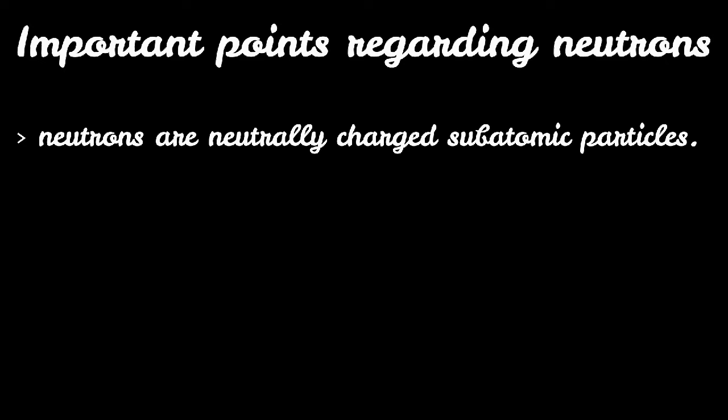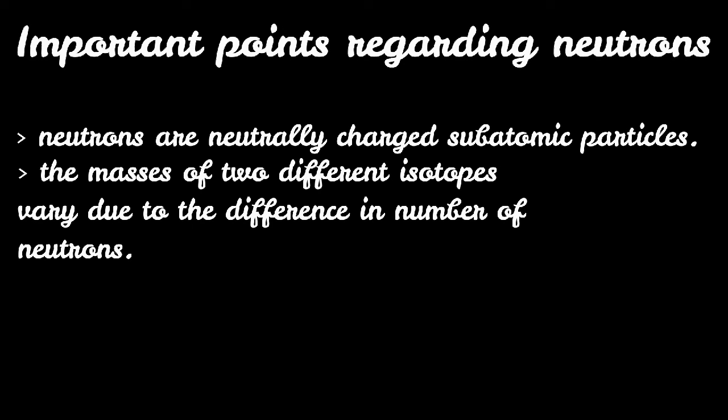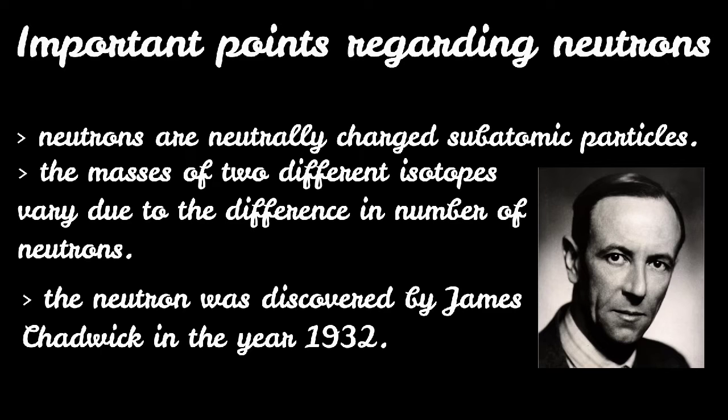Neutrons are neutrally charged subatomic particles. The masses of two different isotopes of an element vary due to the difference in the number of neutrons in the respective nuclei. The neutron was discovered by James Chadwick in the year 1932.